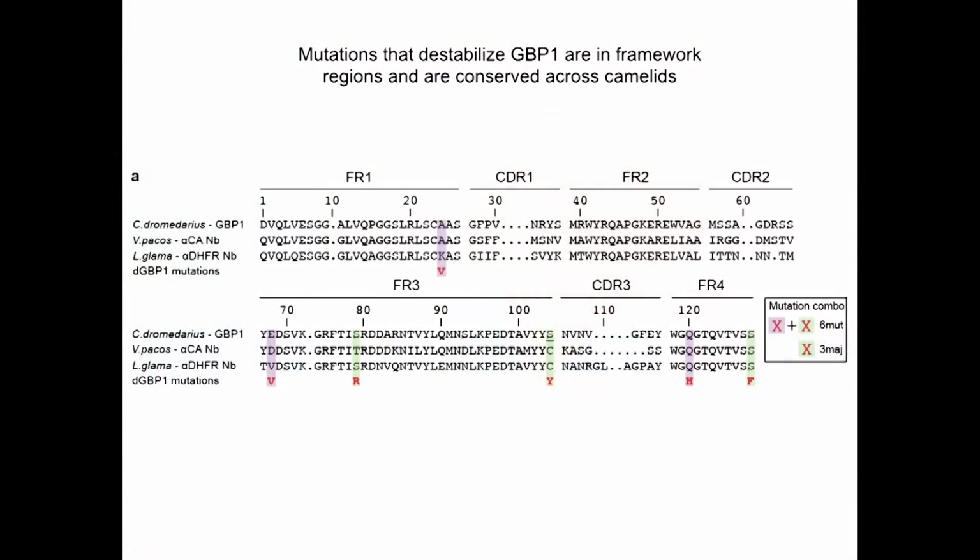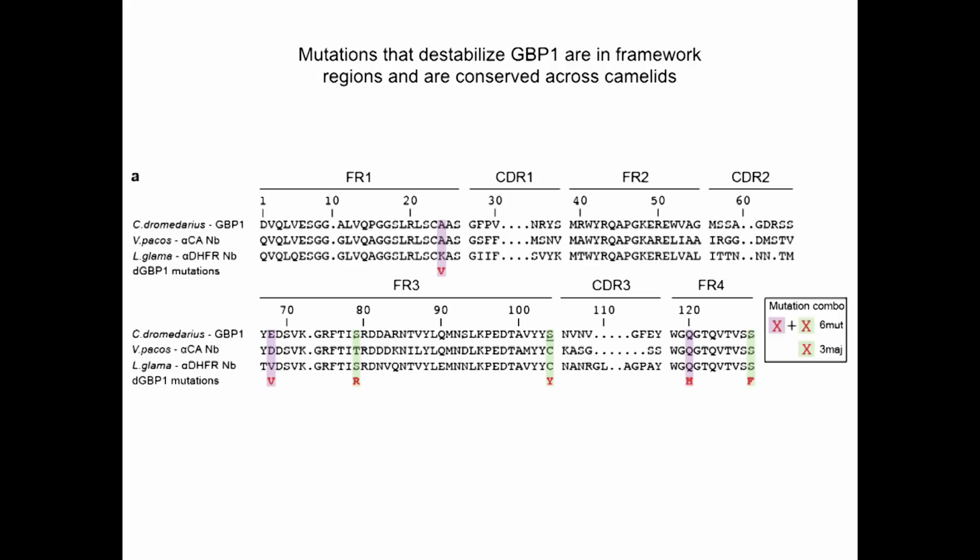Okay, now looking at the sequences, these mutations that then gave us the conditional stability, we were happy to see that these mutations were in the framework or the heavily conserved regions of these camelid nanobodies. So these are 3 different species of nanobodies, and what we're showing here is the framework regions, which are the heavily conserved regions among all nanobodies, and this is where these mutations mapped. So these are the most important of the mutations we found.